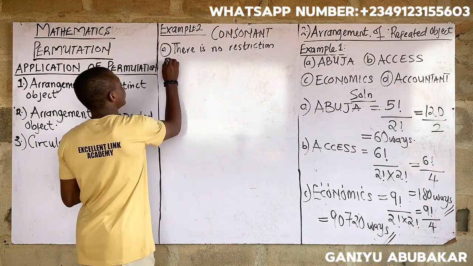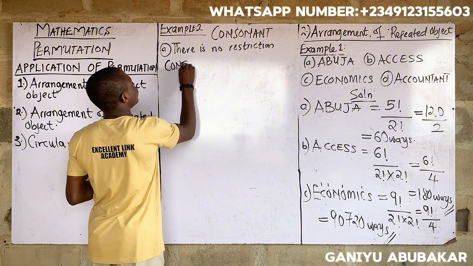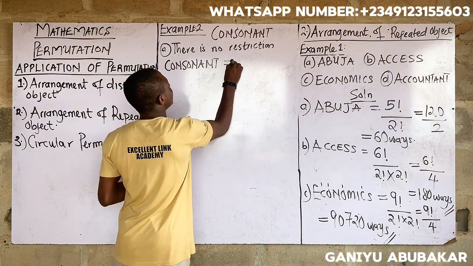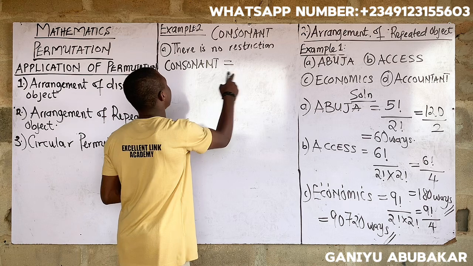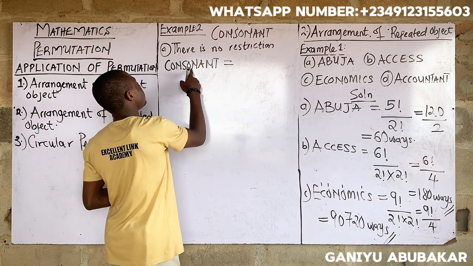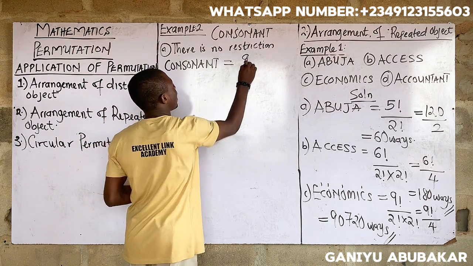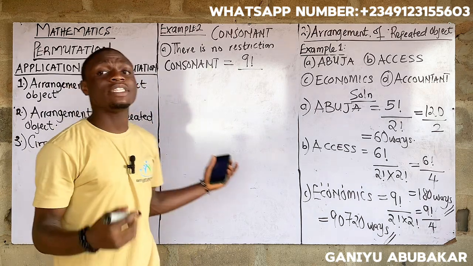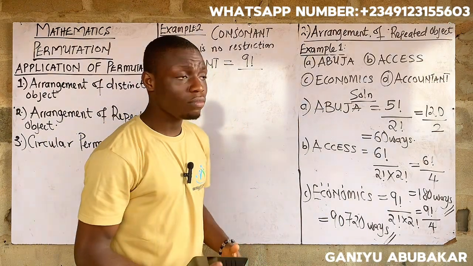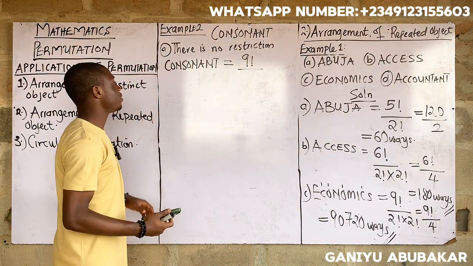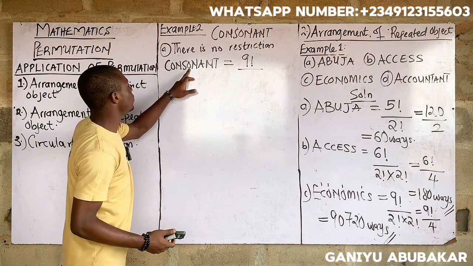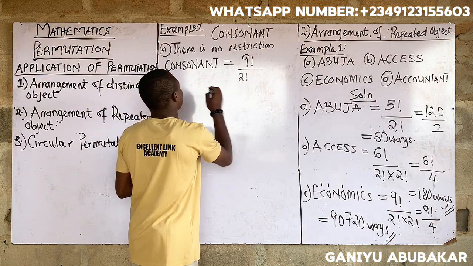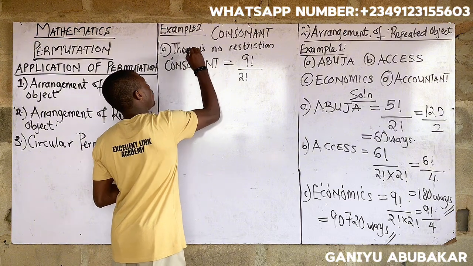So I'm having consonant. First is first: count the number of objects. 1, 2, 3, 4, 5, 6, 7, 8, 9. That becomes 9 factorial all over. Check, how many objects here are repeated? Observe that O is repeated twice. That becomes 2 factorial for your O.